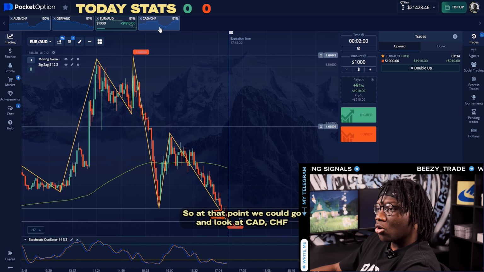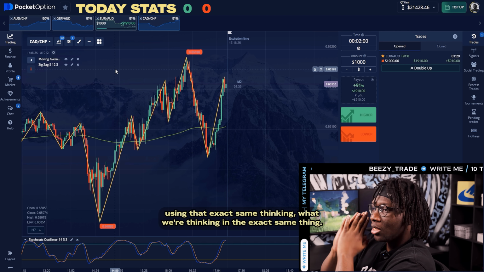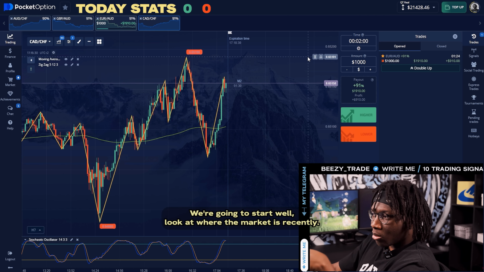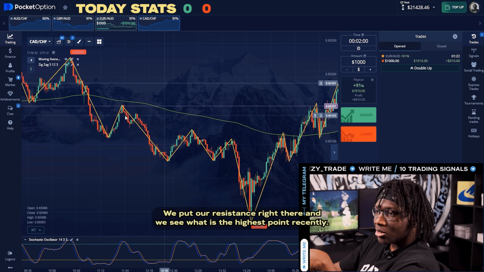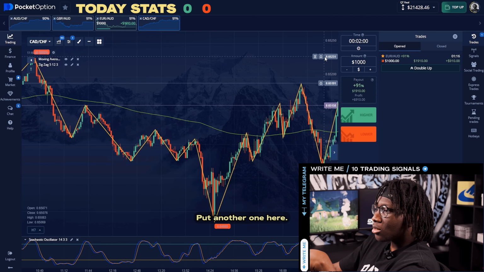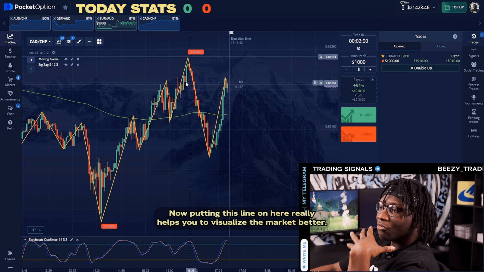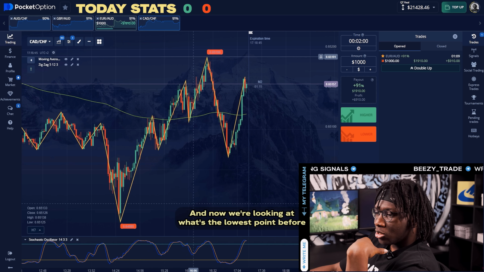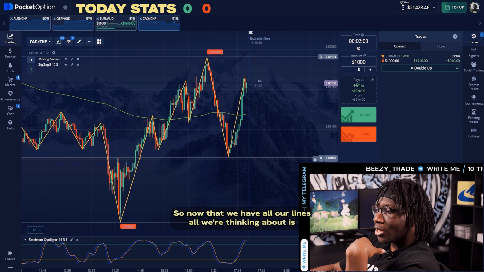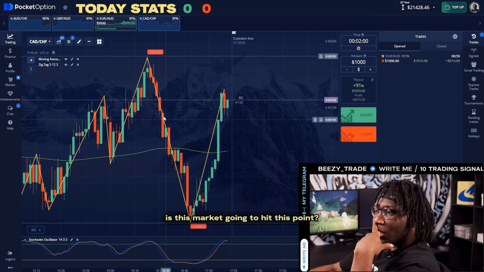So at that point, we could go and look at CAD CHF using that exact same thinking. We'll look at where the market has recently stopped. We'll put our resistance right there, and we see what is the highest point recently. Put another line here. Now, putting these lines on here really helps you to visualize the market better. And now we're looking at what's the lowest point before and what's the lowest point here. So now that we have all our lines, what we're thinking about is, is this market gonna hit this point?